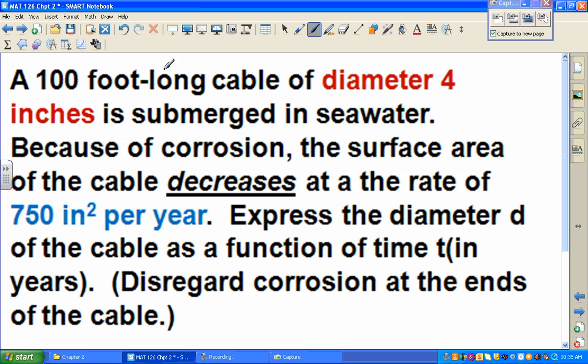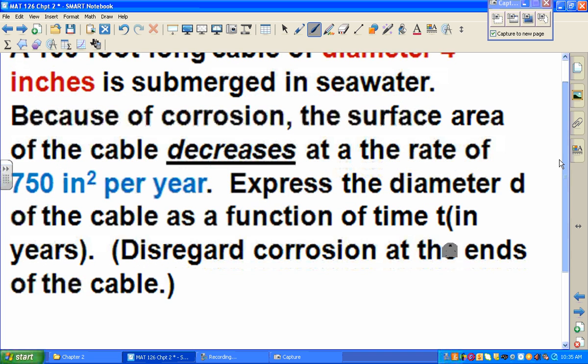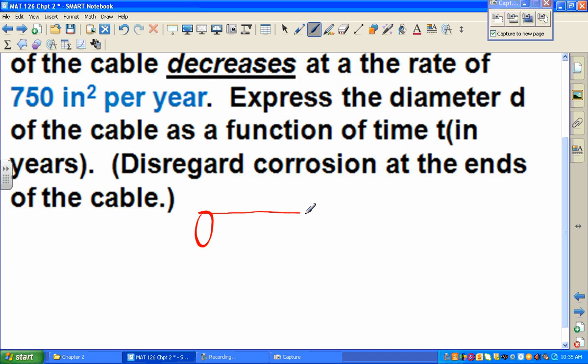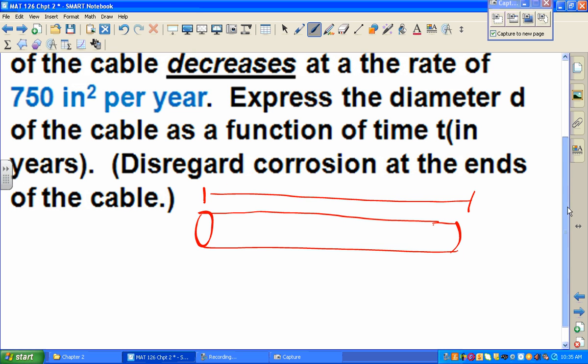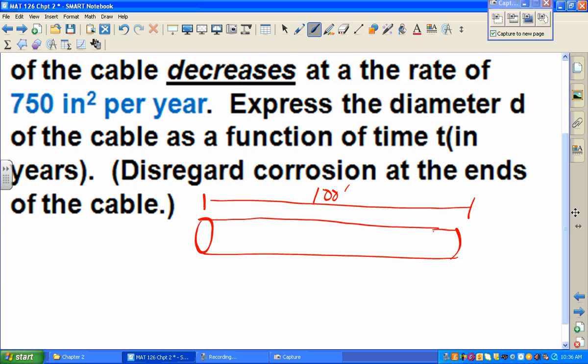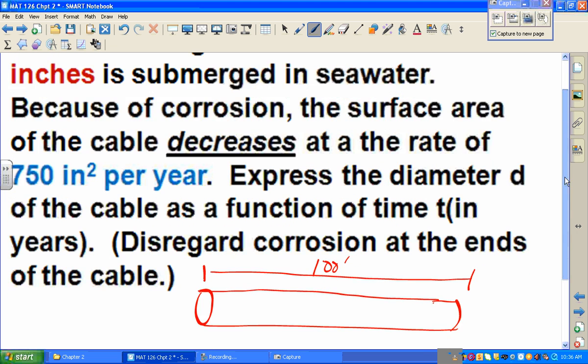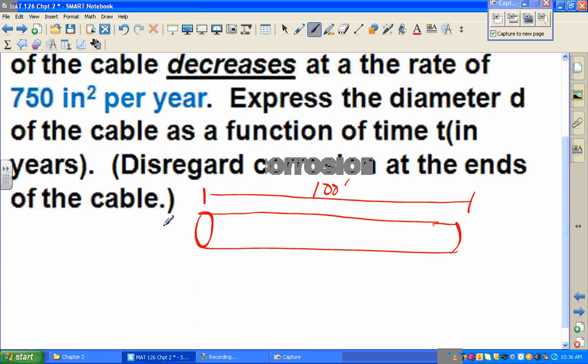Ready? A 100-foot long cable is submerged in the ocean. Diameter 4 inches. There's something that uses geography later on in my calc book. This is 100 feet. These problems are coming up at the same time in the same part of the year. It's unbelievable. Radius is 2 inches.